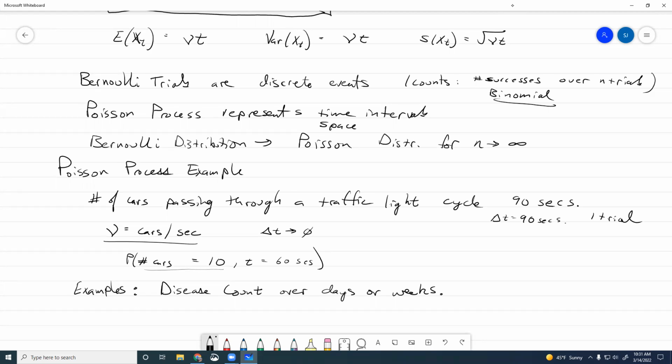Or heart attacks. If you're a person, let's just say male over 65, and we know the mean heart attack rate for that demographic, then what do we expect? How many heart attacks do we expect to happen over this month or next year or something like that? That makes sense.